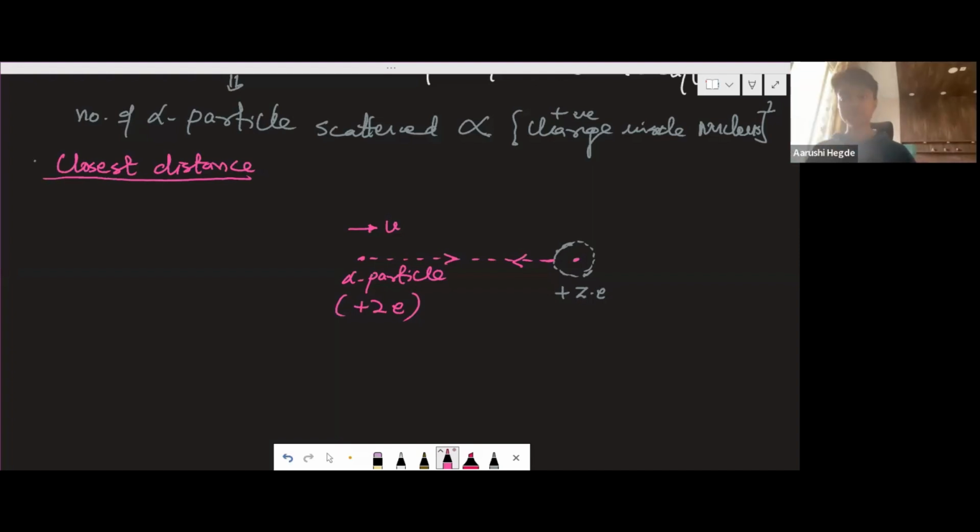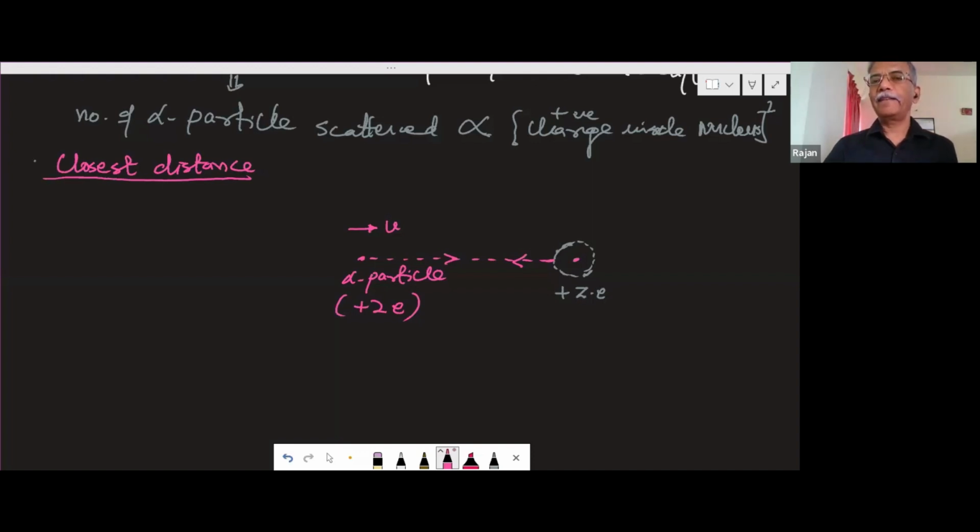So basically, it's the closest distance it can go without going inside the nucleus. Yeah, exactly. Closest distance means it can go that much close. It cannot go beyond that, because if it goes beyond that, it will be trapped. It cannot come back. Are you getting? Clear? Yes, sir. So with this help, we can determine the size of the nucleus also.